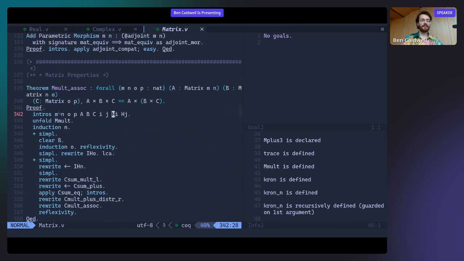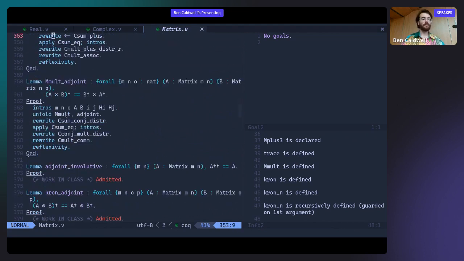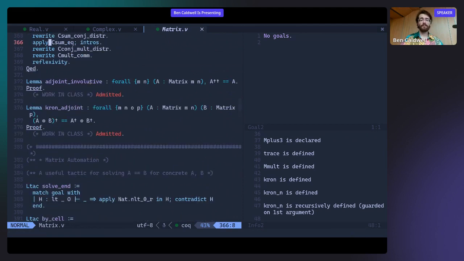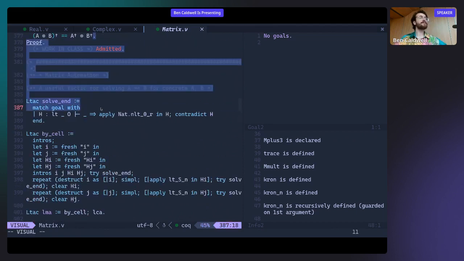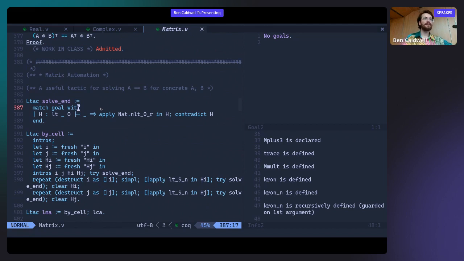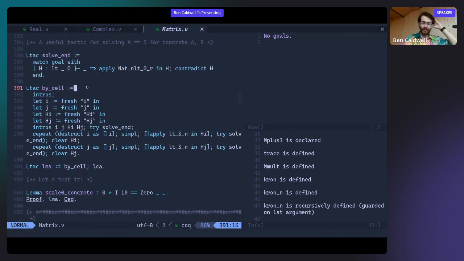And so then we get to the actual properties. We'll have some associativities. We'll have how adjoint distributes over multiplication, involutivity of the adjoint, and how Kronecker and the adjoint interact as well. And then we get to the automation, which is, again, we really just want to automate everything. As we automate more things, we can build another layer on top of it. That layer can use the automation from below. So we have some automation.